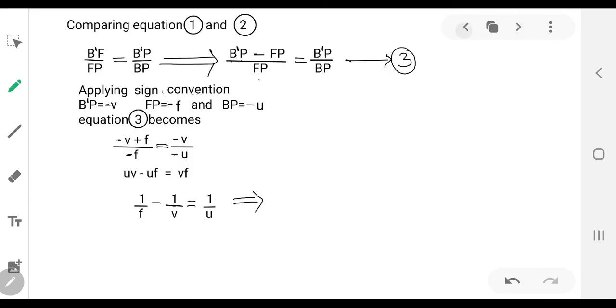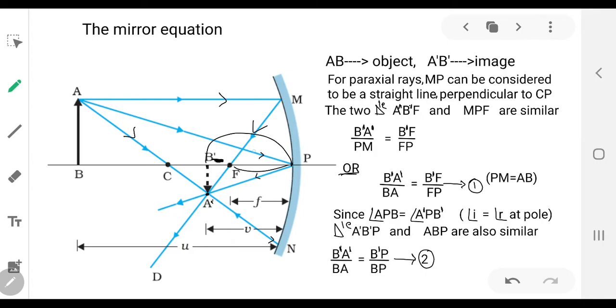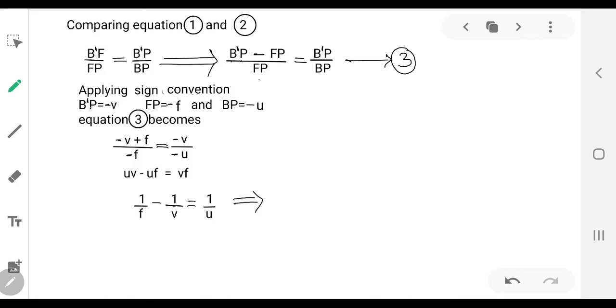PB dash is in this direction. From the pole you have to measure the distances. PB dash, but our incident direction is opposite to PB dash. So PB dash we have to take as a negative. From the pole to the image, the distance is image distance V. So B dash P becomes minus V.